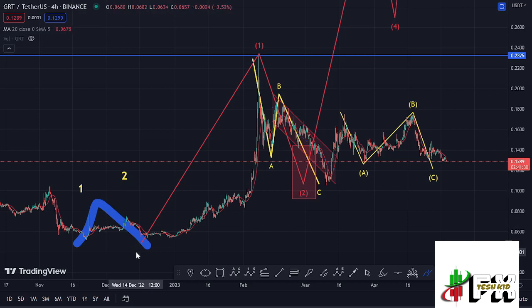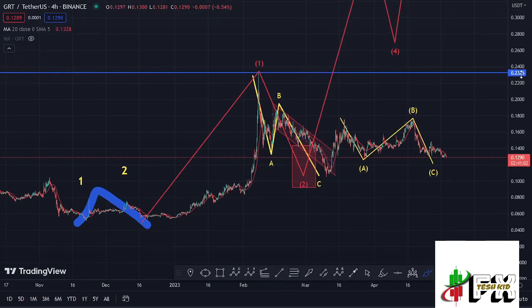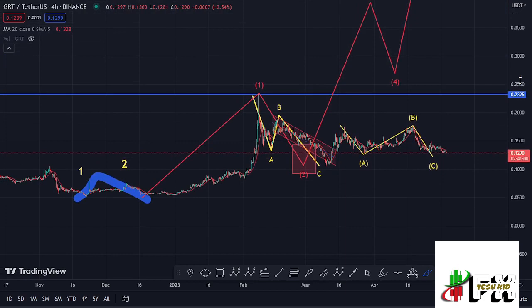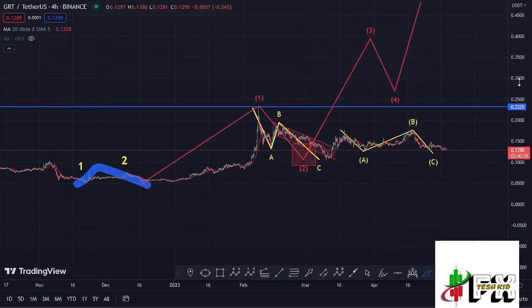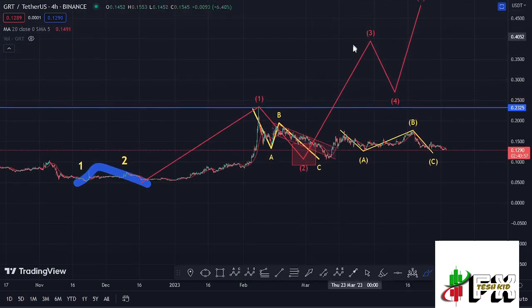Then we saw the formation of that wave one, giving us a peak at around the $0.2325 mark. Then we saw a corrective structure in the formation of this wave 2, in a move that has now given us a low at around the $0.1053 mark. Having seen the formation of this second wave, what we expected next on the long-term scenarios was the start of an impulsive wave in the formation of this wave 3.